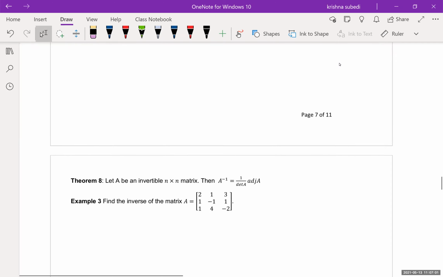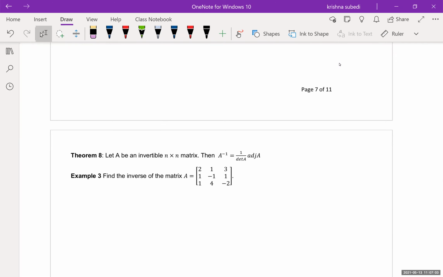So in this part of the lesson, we'll be talking about the adjoint. We'll find the adjoint of A, and we'll find the inverse by using the adjoint of A. So here is example 3. Find the inverse of the matrix A. You already know how to find the inverse from the previous section by using the echelon form method.